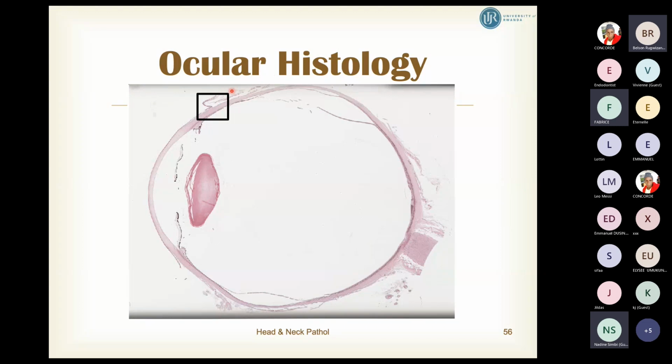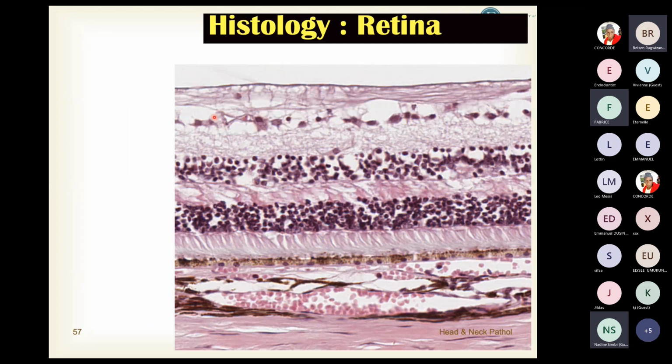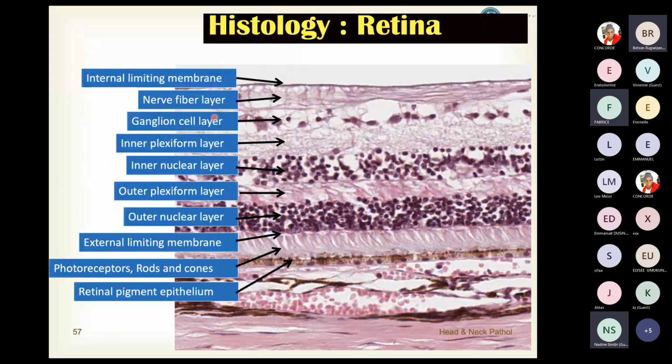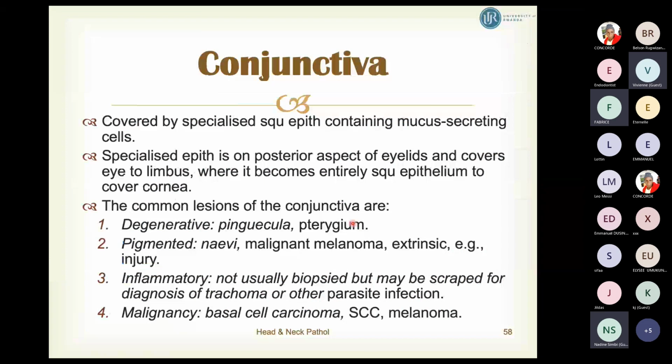If you do a section here and look at a higher magnification in the microscope, this is what we see: the retina. In histology, you know it has many layers, around 10 layers, and each layer has its function: internal limiting membrane, nerve fiber layer, and so on. You have a nuclear layer with the nuclei of the neurons, and another layer with the cell bodies of the neurons, and so on.